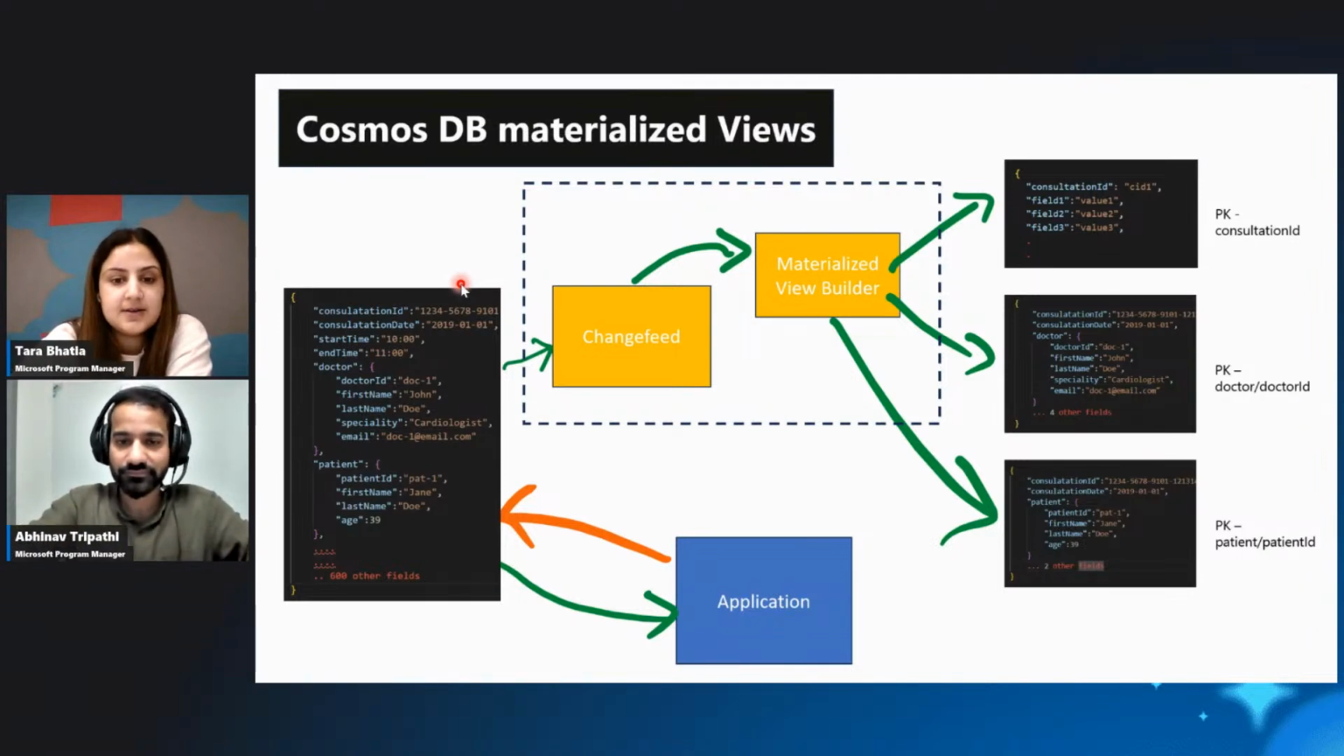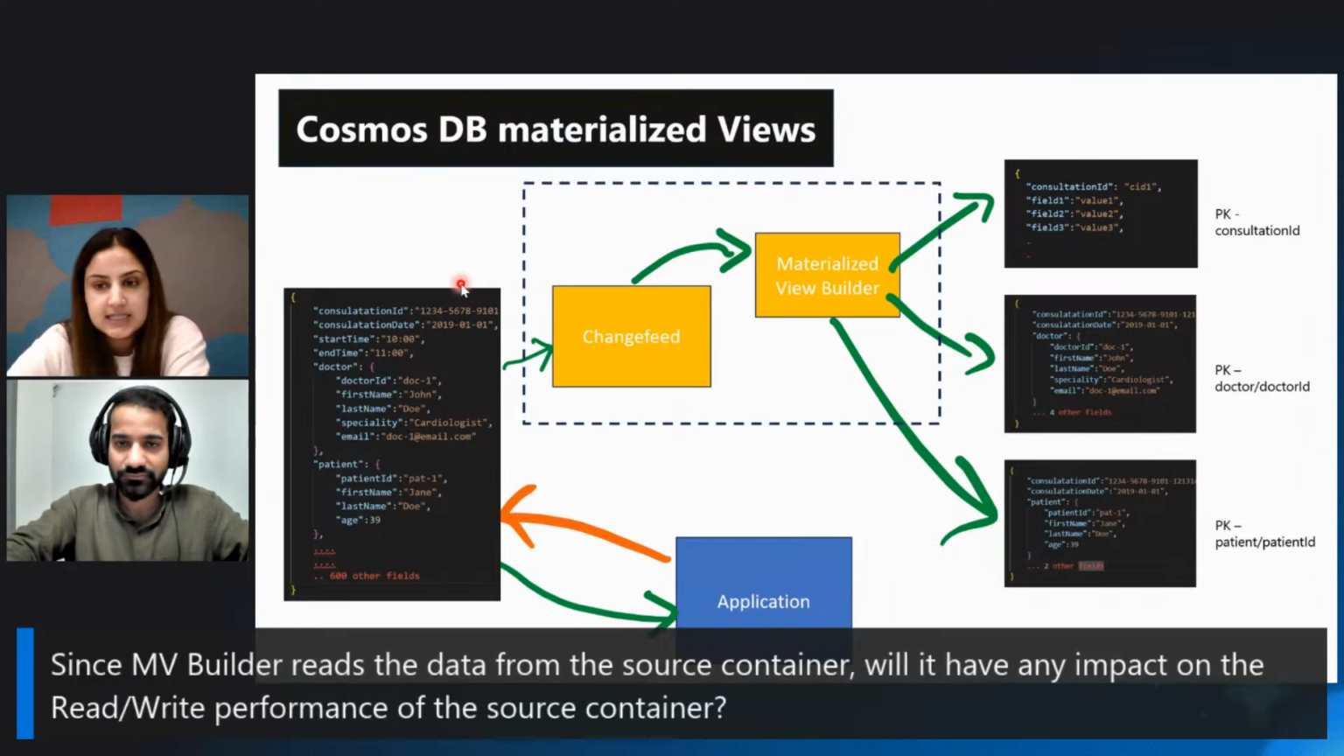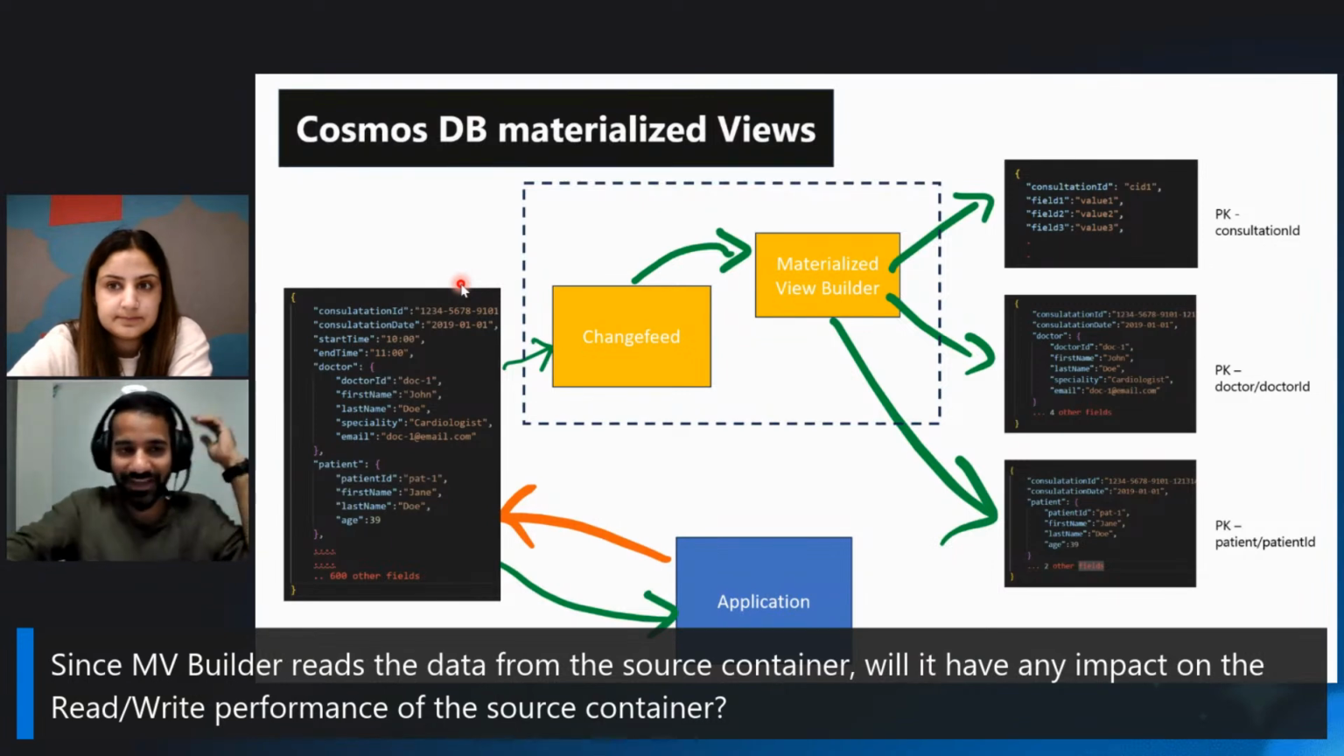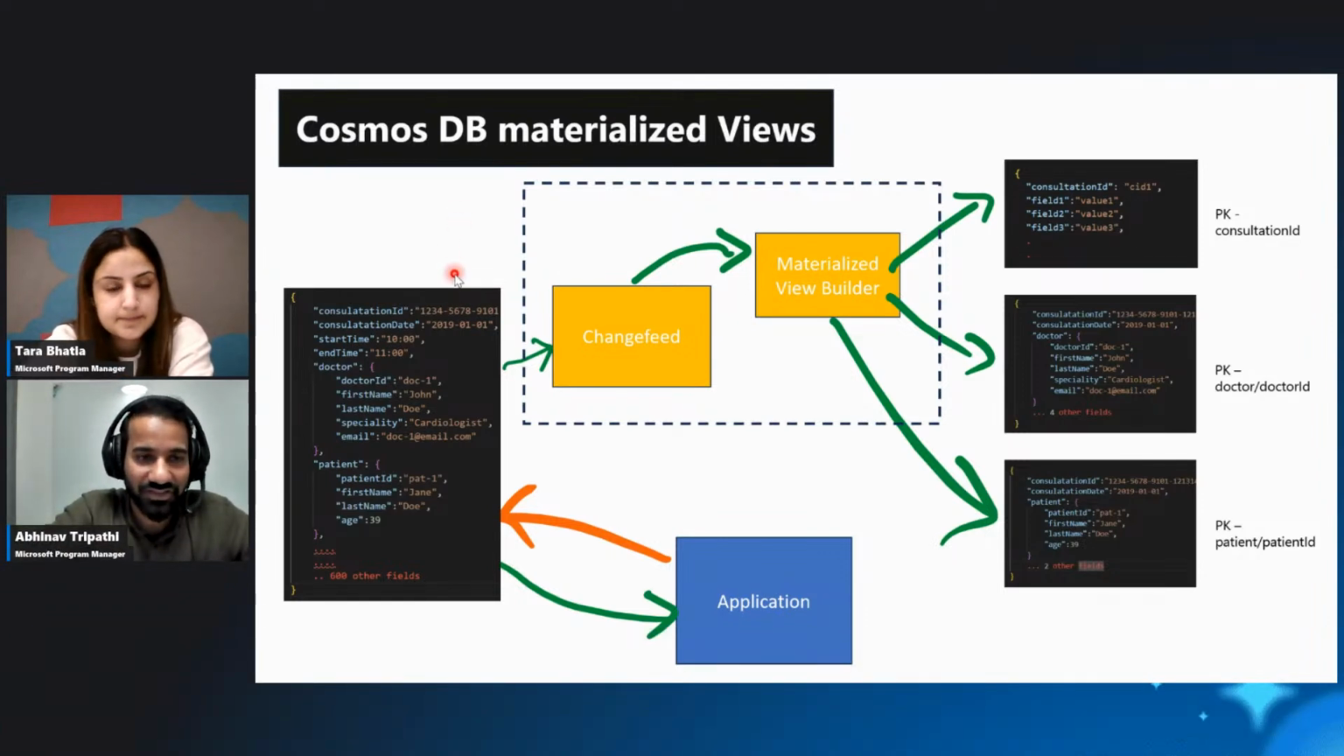Gotcha. You mentioned that the MV builder reads the data from the source container. Does this have any impact on the read and write performance of the source container? Yeah, that's a good question, and I almost talked about it earlier. As I mentioned, there will be RU consumption here and here. We have a cap imposed on how much of the RUs can be consumed for reading the data. Let's say I allocate 1,000 RUs per second throughput on the source container, only 100 RUs per second will be used for reading this data from the source container, and at the destination container level, up to 50% of the allocated throughput can be used to write this data.